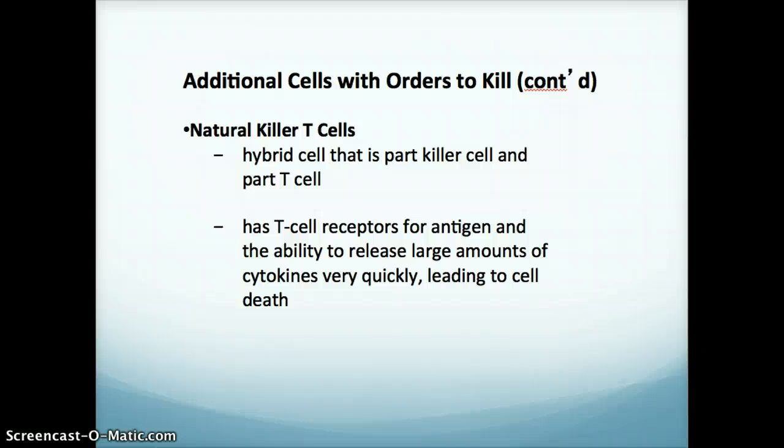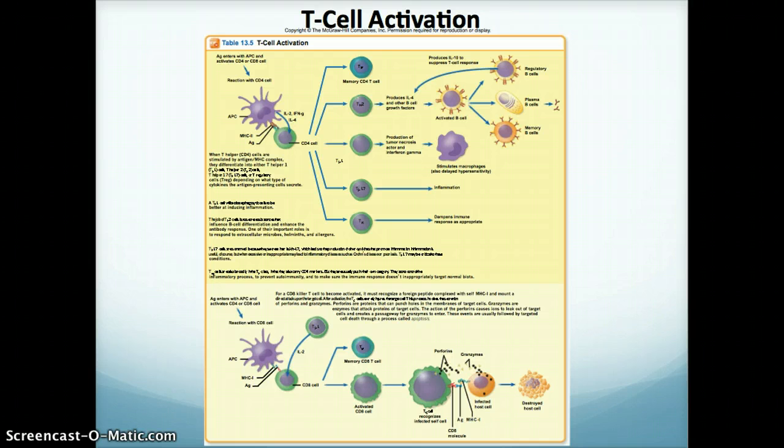We also have other cells with orders to kill. We have something that are called natural killer T cells, and these are actually a hybrid, part killer cell and part T cell. They have T cell receptors for antigens and the ability to release large amounts of cytokines very quickly, which would lead to cell death. The last slide of this lecture is on T cell activation. This should summarize everything that we've covered in this mini lecture.